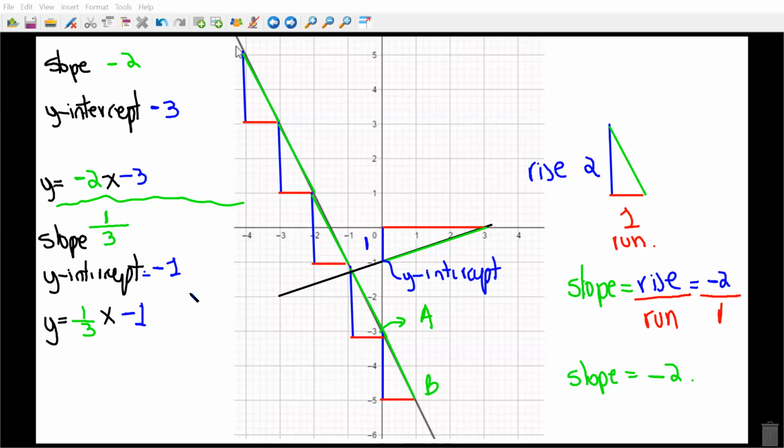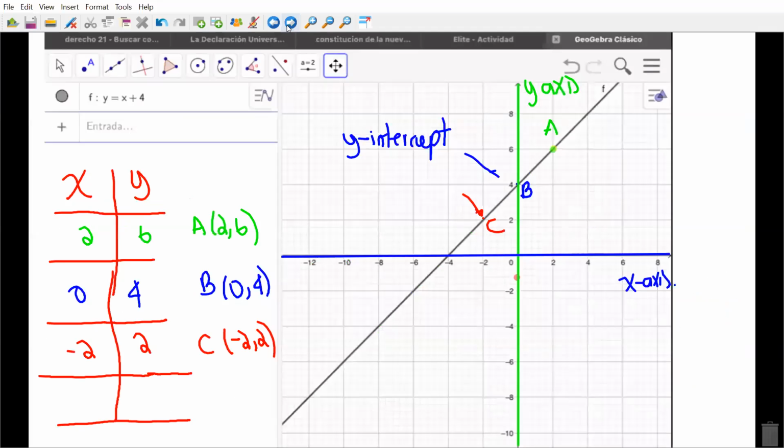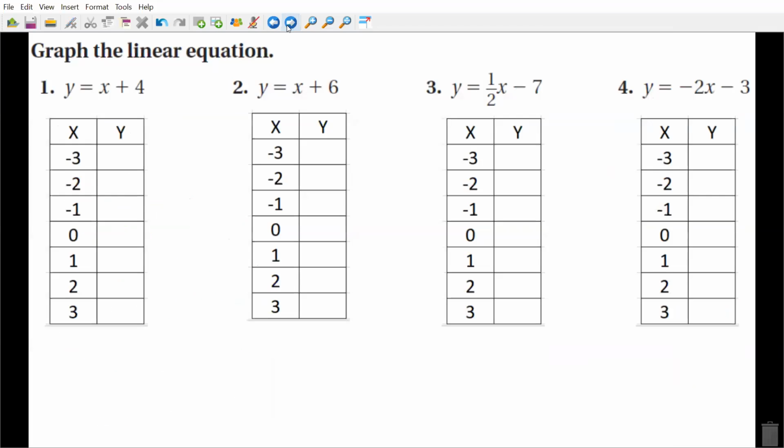All right, guys. Any other questions here? No? Okay. So let's begin with what I have planned for today. Look at this exercise, guys. It says graph the linear equations: y equals x plus 4, y equals x plus 6, y equals 1/2 x minus 7, and y equals negative 2x minus 3. Have you seen these graphs before, guys?